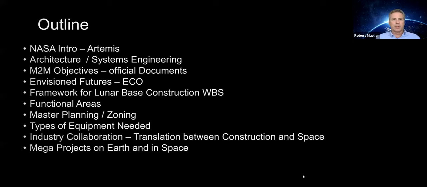I'll talk about the Artemis program, then dive into architecture and systems engineering, the Moon to Mars objectives, and some official documents that are publicly available to everybody. Envision futures for ECO, which is excavation, construction, and outfitting. Then we'll talk about a framework for lunar base construction and a work breakdown structure that we're using inside NASA. Some functional areas, a discussion on master planning and zoning, and we'll dive into the types of equipment needed, industry collaboration, the translation between the construction industry on Earth and the space industry, where we aim to do construction, and then finally a little discussion about mega projects on Earth and in space.